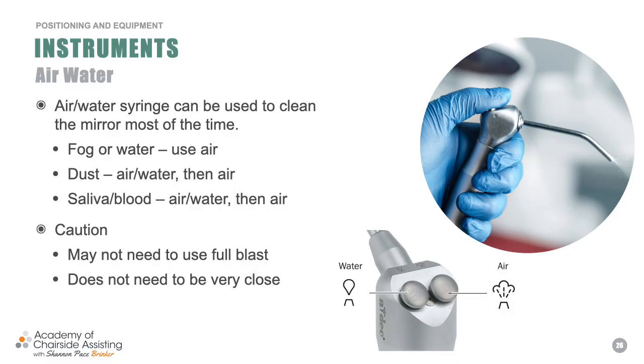And you saw I was doing quick blasts of both, right? So the air water syringe can be used to clean the mirror most of the time, help with the fog, using air. That's what we would do, because the air is going to remove the fog and remove the water. But if there's dust on the doctor's mirror or on the teeth, I want to get rid of all of that really quickly. So I'm going to use even amounts of air and water to get it away, right? Any blood or saliva, same thing.